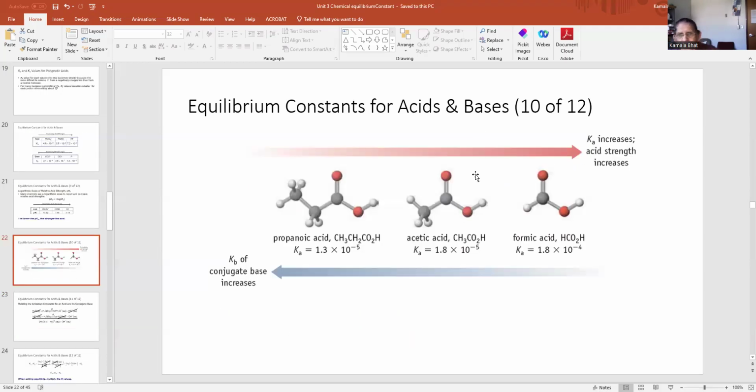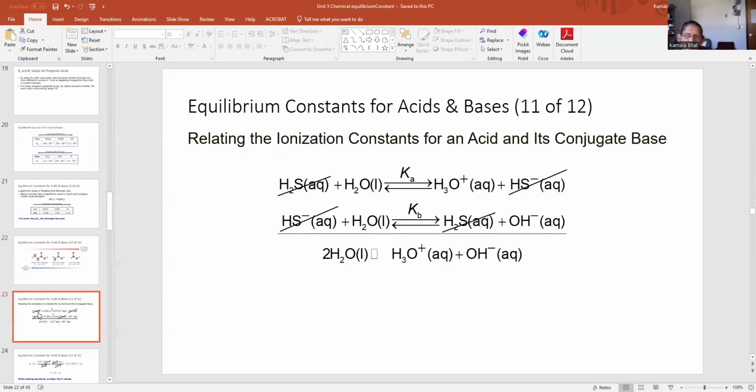And then what happens if you have organic acids? You see that the longer the chain, the lower the Ka value, and so naturally the higher the pKa value. And you can see as the chain length decreases, the Ka increases, or the strength of the acid increases.